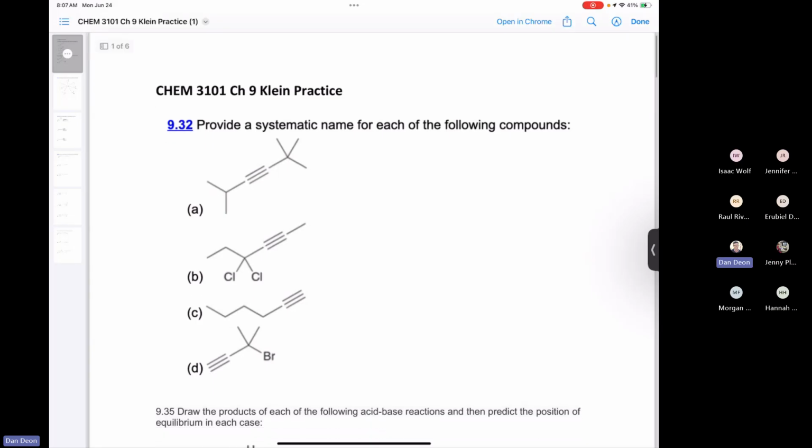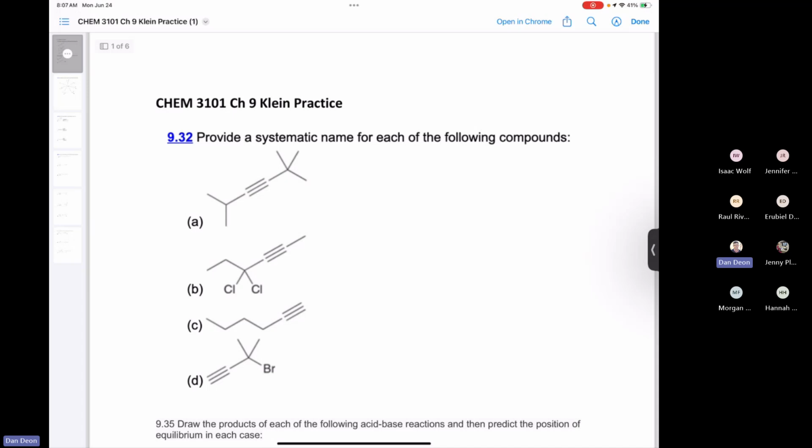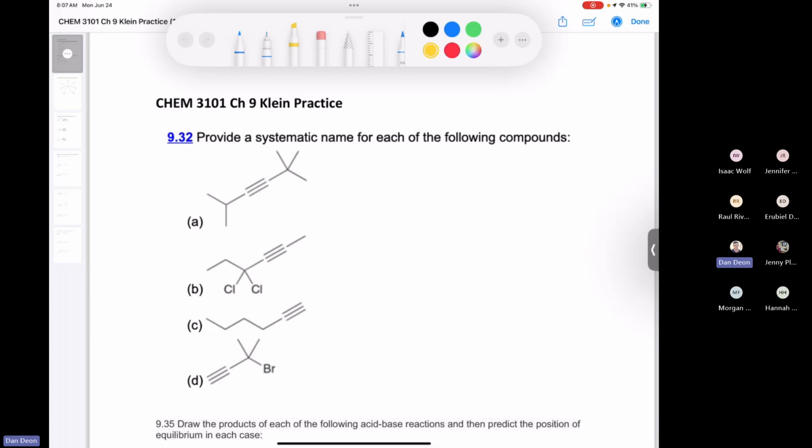So anyhow, today we're going to take a look at some practice problems from the textbook that have to do with chapter 9. And so we're going to start by naming some compounds. So this is just question 9.32. It's a nomenclature question. So the first thing we want to do is we recognize our functional group, right? The whole topic of chapter 9 is alkynes.